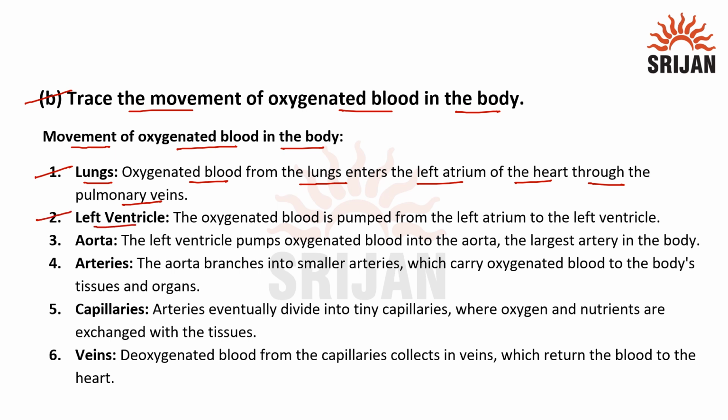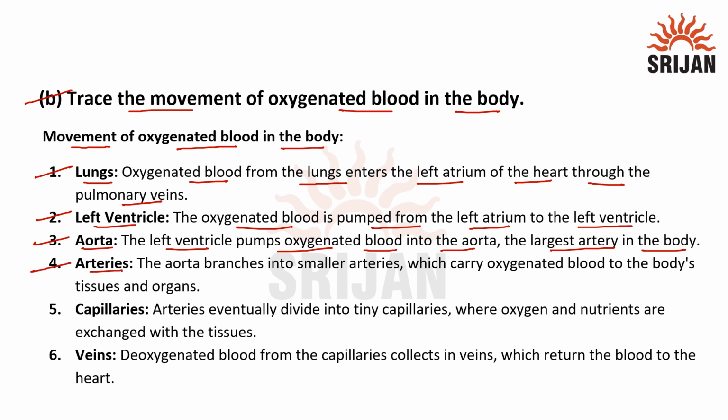Second, left ventricle. The oxygenated blood is pumped from the left atrium to the left ventricle. Third, aorta. The left ventricle pumps oxygenated blood into the aorta, that is the largest artery in the body.